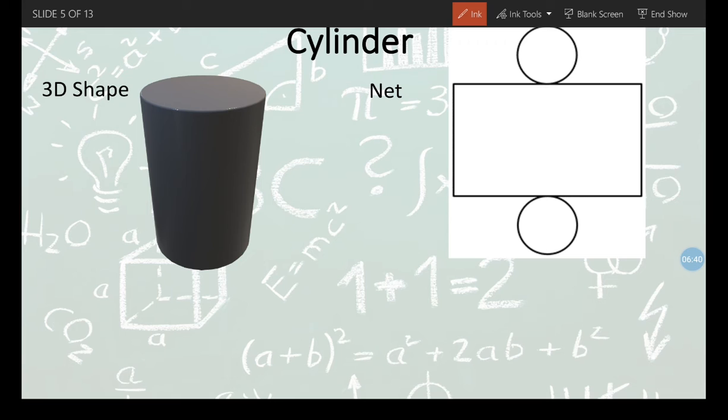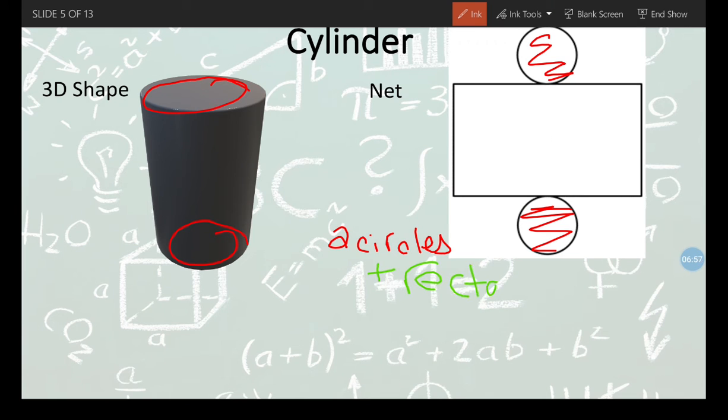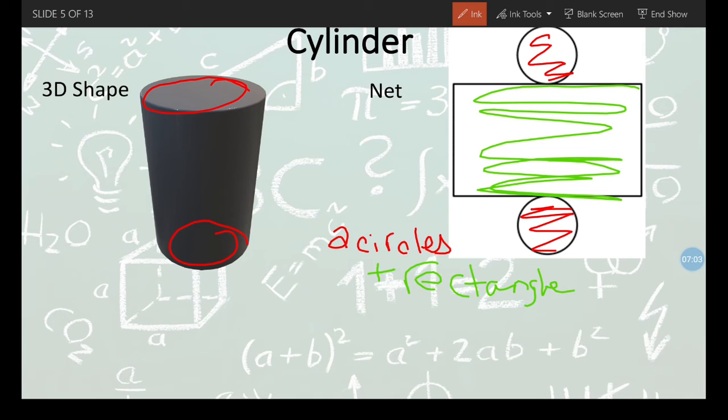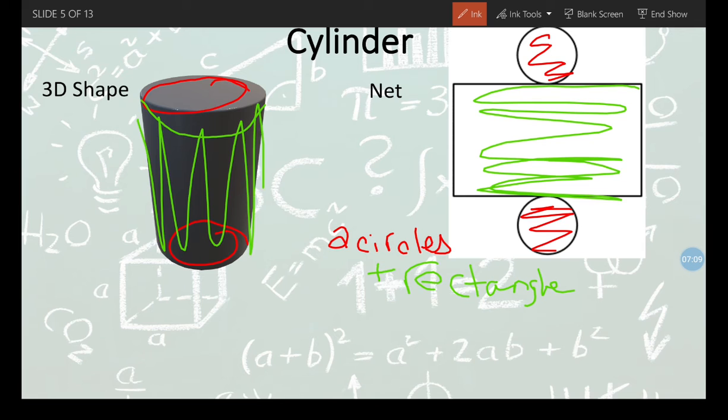Now, this one's a little bit trickier, is I'm technically making this up of 2 circles. So this one on the top and this one on the bottom, right? Plus the rectangle. And even though you look at a pop can, you kind of don't really realize that the side or the wall of the pop can is made up of a rectangle. That's all the way around here would be made up of a rectangle.